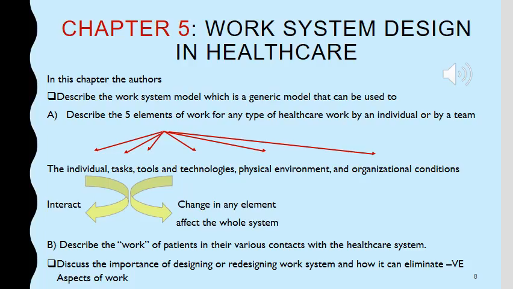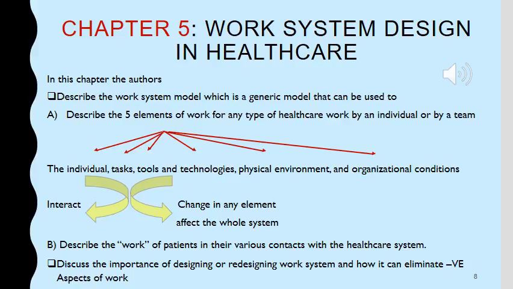Now we're going to explore the second chapter, which is Chapter 5, Work System Design in Healthcare. In this chapter, the authors describe the work system model, which is a generic model that can be used to describe elements of work for any type of healthcare work performed either by an individual or by a team, and which can also be used to describe the work of patients in their various contexts with the healthcare system.